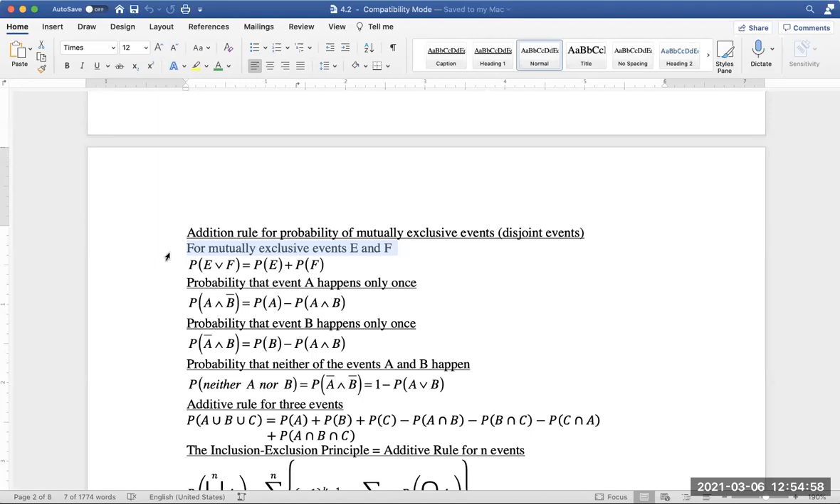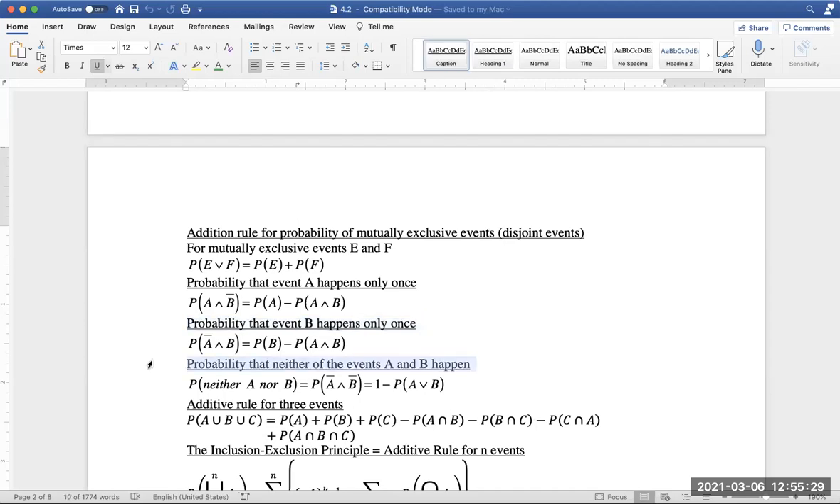The probability that event A happens only once: the probability of A intersect not B is the probability of A minus the probability of A intersect B. The probability that event B happens only once: the probability of not A intersect B is the probability of B minus the probability of A and B.